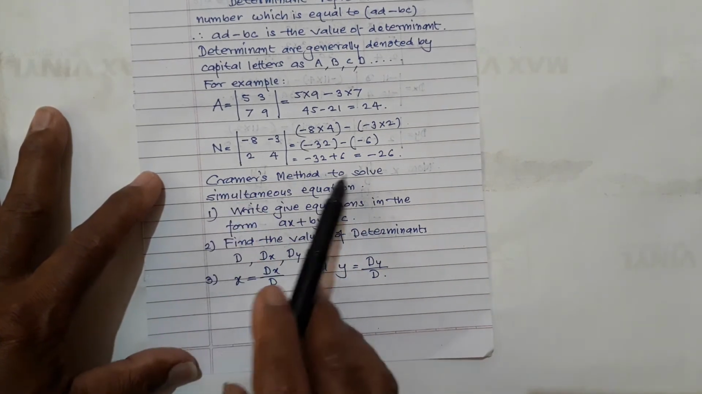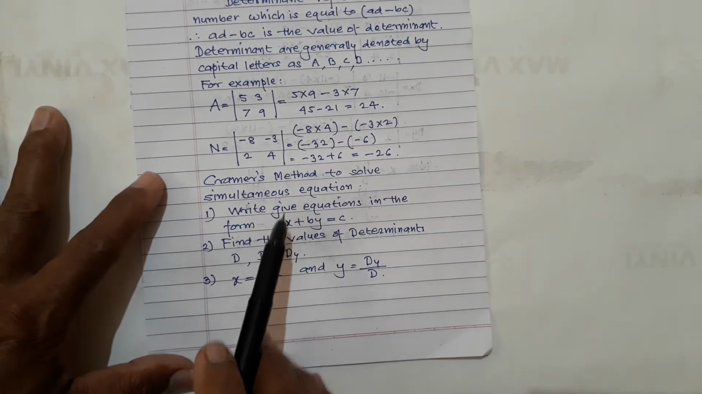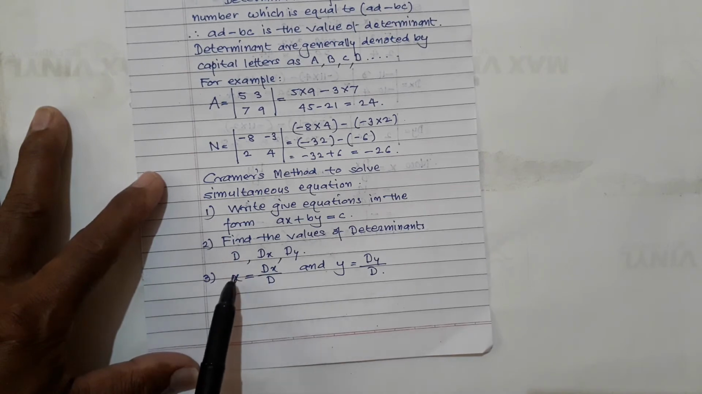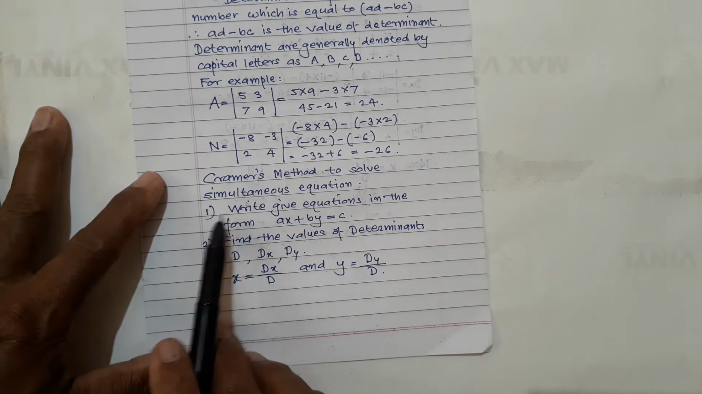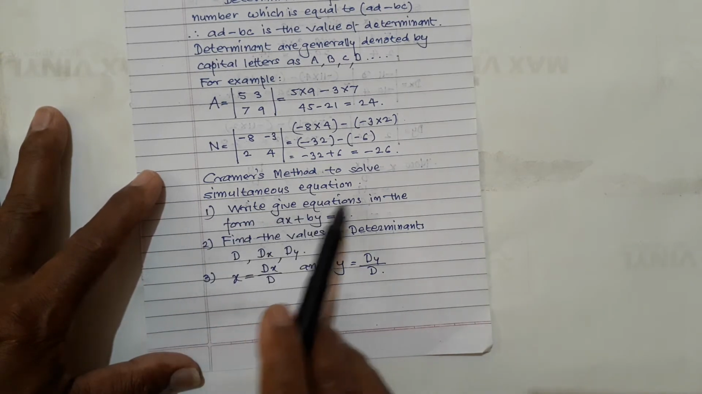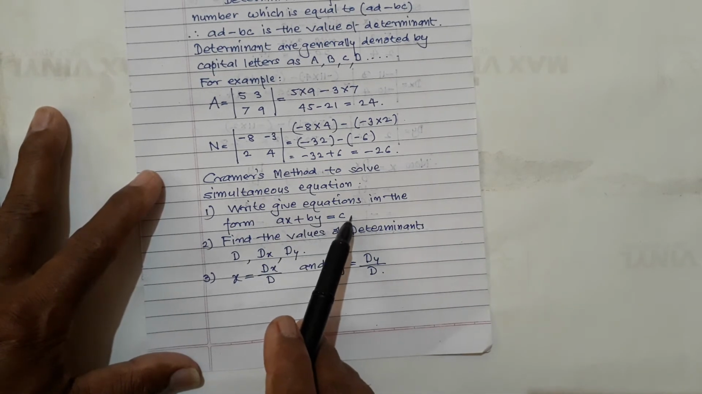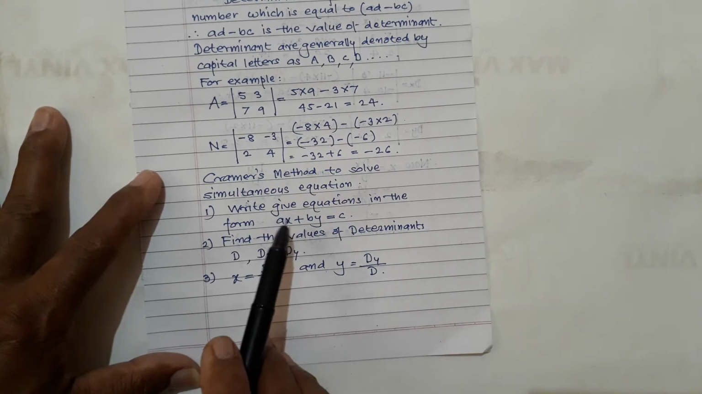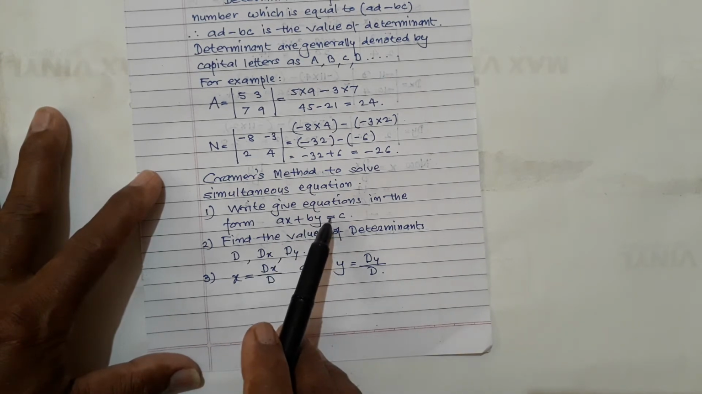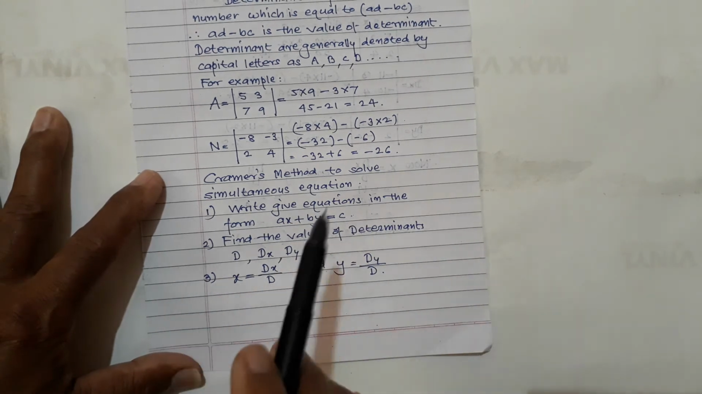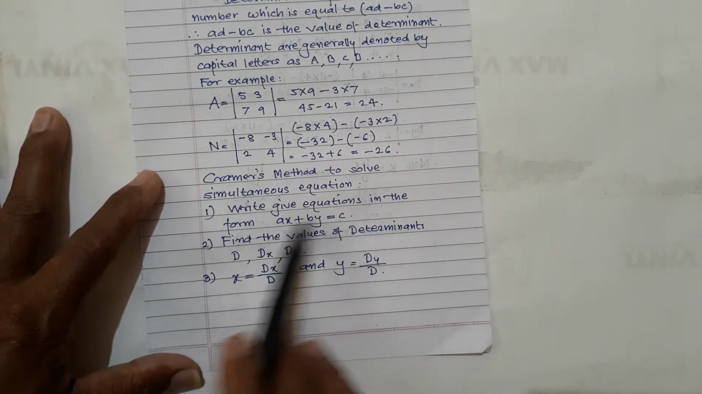Then Cramer's rule, Cramer's method to solve simultaneous equations. If you want to solve simultaneous equations by this method, there are some conditions that you try to understand. First step is this: write the given equations in the form ax plus by is equal to c, where c is not equal to 0. The constant term should be on this side. In this way write down the first equation.